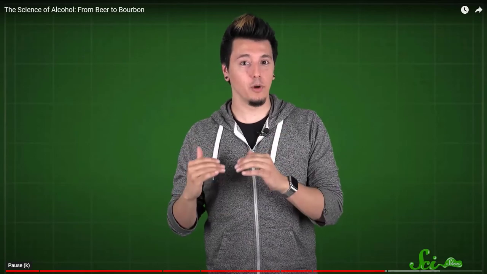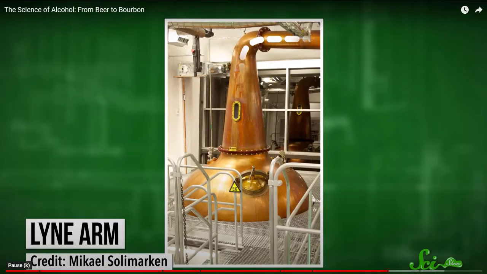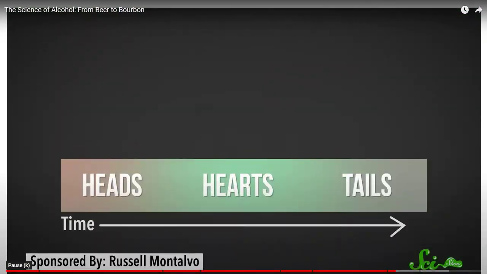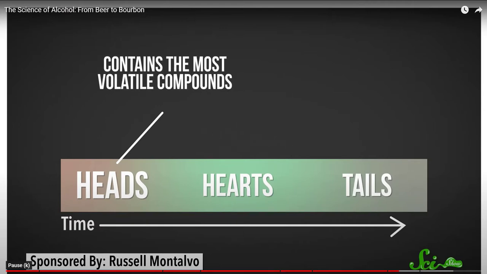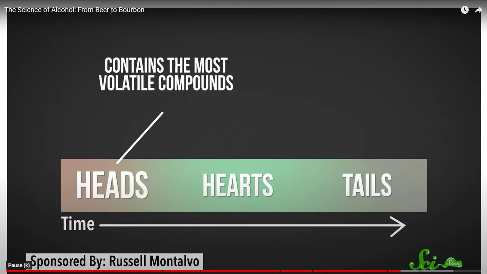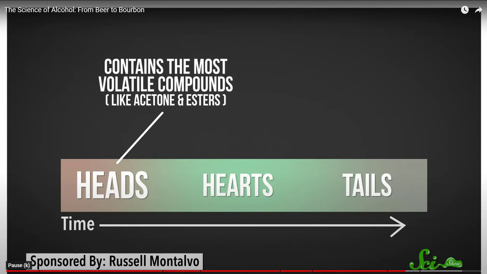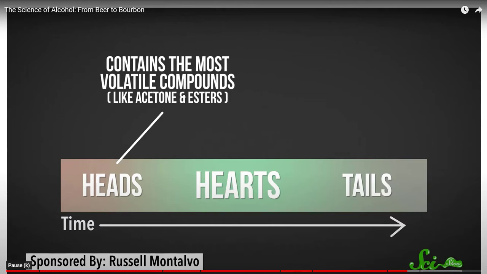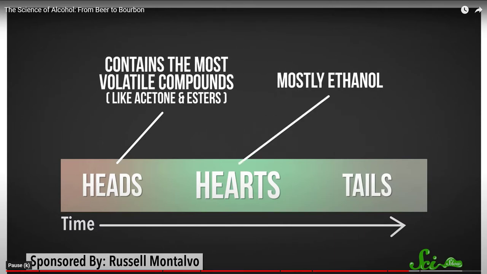The compounds with the lowest boiling point are able to reach the top of the column and pass into the line arm, a horizontal pipe that condenses the vapor back into liquid so it can be collected. This distillate is collected in stages, with each stage kept separate by its boiling points. The first portion of the distillate, called the heads, contains the most volatile compounds, the liquids with the lowest boiling point. These include acetone and esters, and small amounts of these compounds are saved to add flavor to the final product. The second portion of the distillate is called the heart, and it's the most important part because it contains all of that intoxicating ethanol.